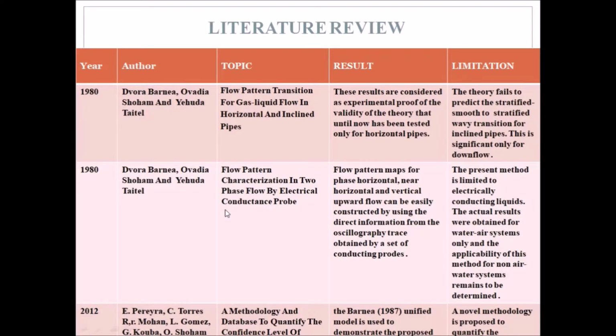engineering. Literature review. There are works that have already been done on this, but they have their limitations, like the work of Beggs in 1980 on flow pattern transition for gas-liquid flow in horizontal and inclined pipes. They had the result that there is actually a proof that this method can be used to classify for horizontal pipe using the theory they postulated, but they had the limitation that the theory fails to predict the stratified smooth to stratified wavy transition for inclined pipes.